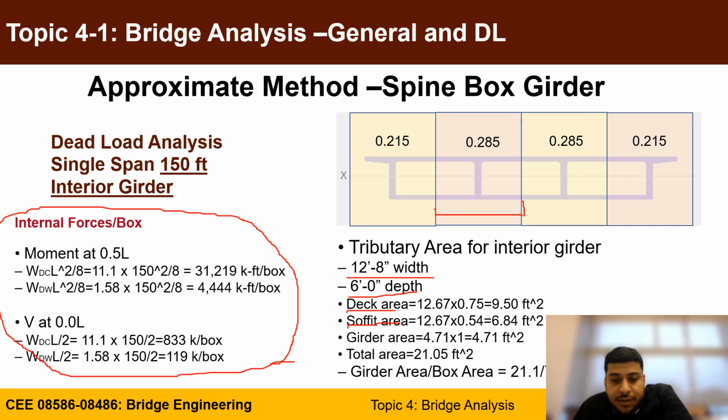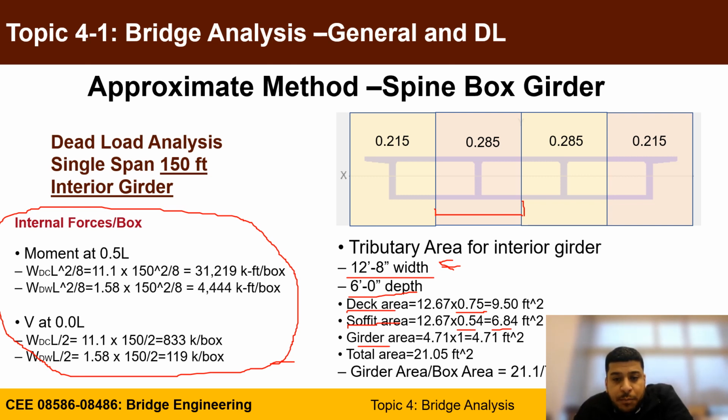So in this case, you know that your deck or top slab is 12.67, which is the width, times the thickness, 0.75. It gives you 9.5 square feet. The soffit, which is the bottom slab, is 12.67 times 0.54, which is the thickness in this example. It gives you an area of 6.84.